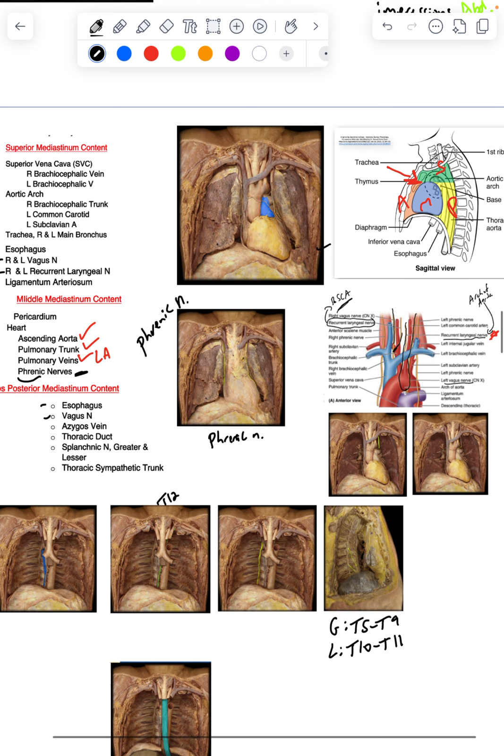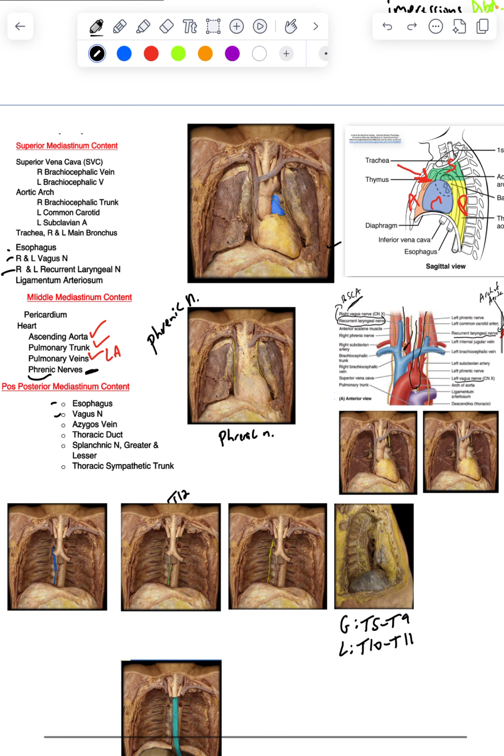With the superior stuff, superior mediastinum is going to be everything above the heart. If we're saying the aorta is at the heart level, then when the aorta splits into all of these different things, that has to be above or at the superior mediastinum. So this aortic arch is superior mediastinum. The arch gives off a brachiocephalic trunk, a left common carotid artery, and a left subclavian artery.